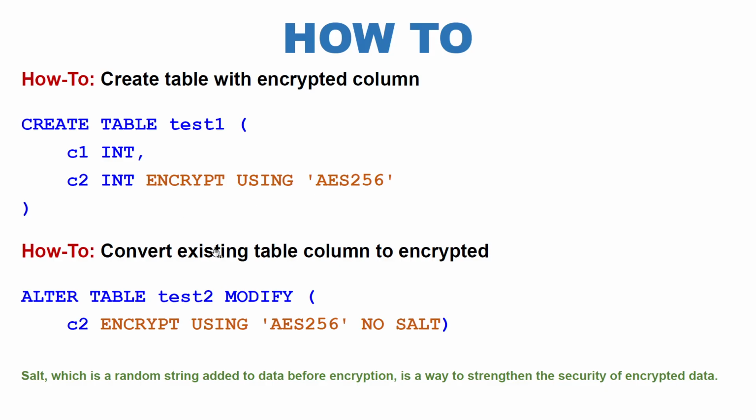If you want to convert an existing table column to be encrypted, you can use the modify clause, column name, encrypt using AES-256, no salt. Here I have not specified no salt, but here I am specifying it. It is not mandatory, you can skip this, but basically salt is a random string added to data before encryption, a way to strengthen the security of encrypted data. I would like you to read about what the salt parameter is and what it does.